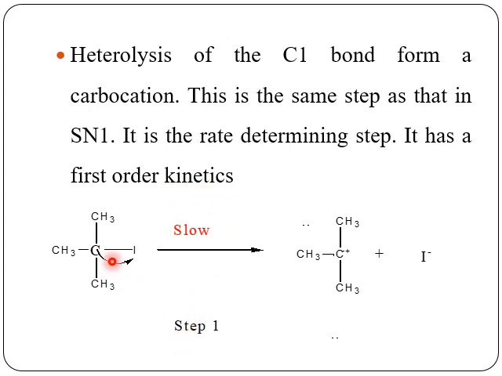In step 1, heterolysis occurs. Why heterolysis? Because all the electrons go with the halogen, in this case the iodine, the most electronegative species. So we get a carbocation and the iodide ion.